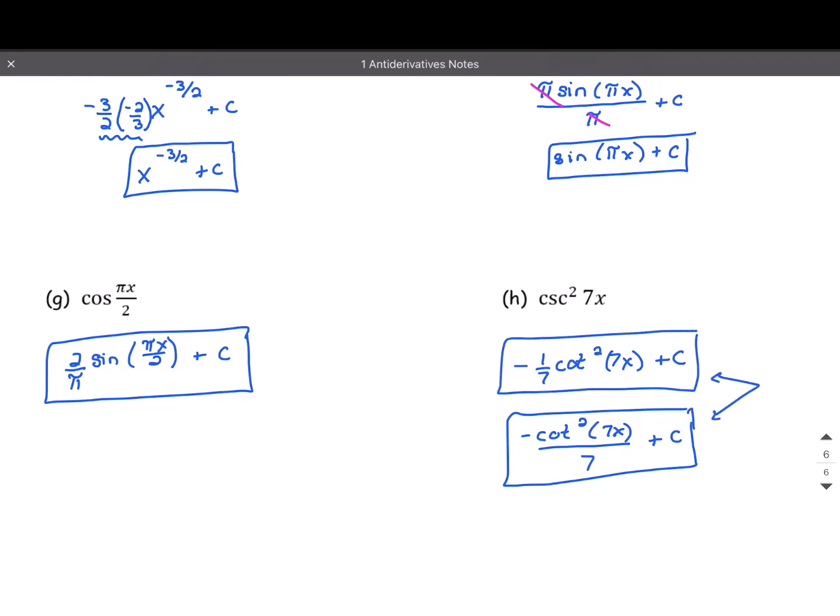All right, guys, so antiderivatives, remember, we're working backwards to find the function that has that derivative. These rules are our derivative rules. We're just doing the opposite operations. That's it. Okay, we're going backwards.